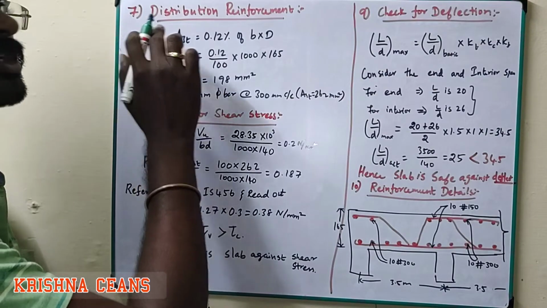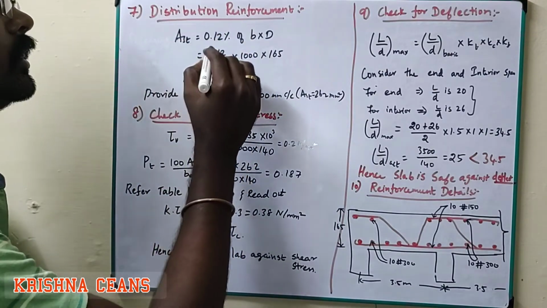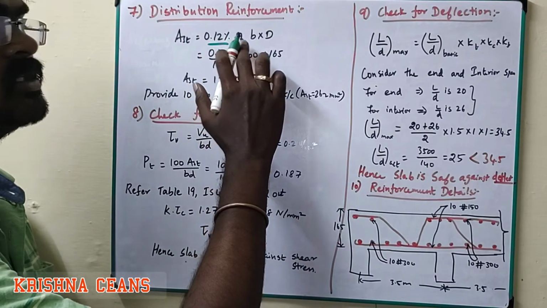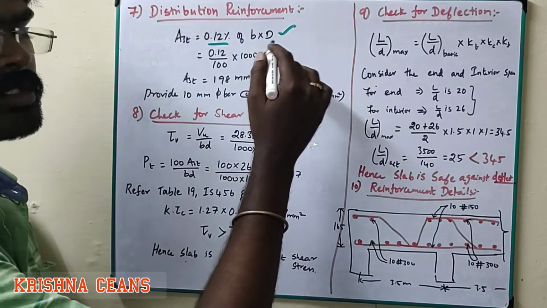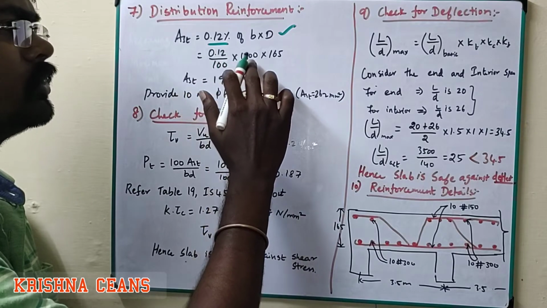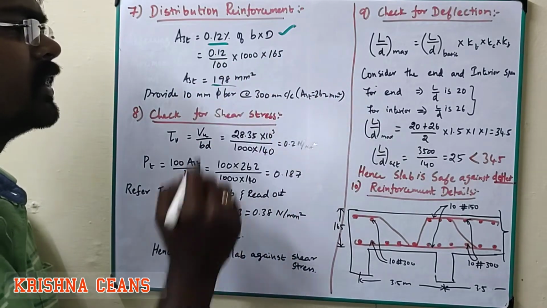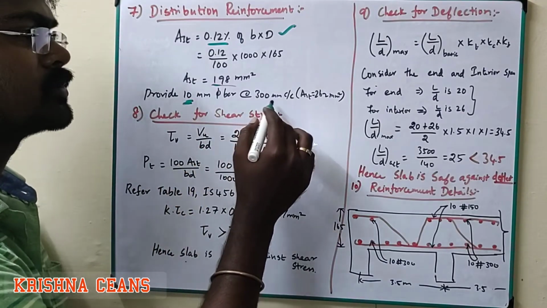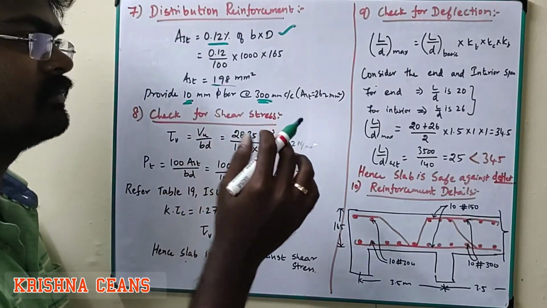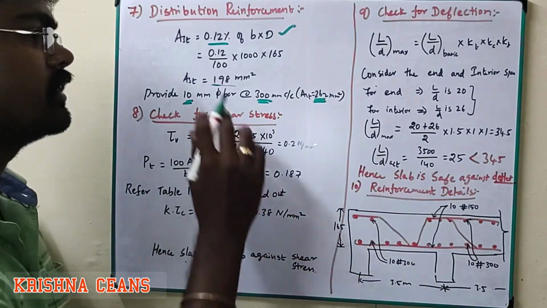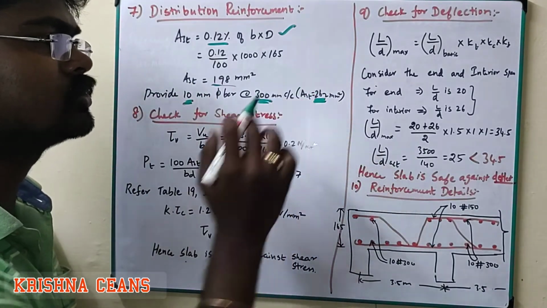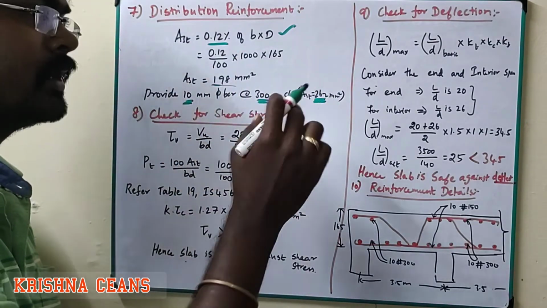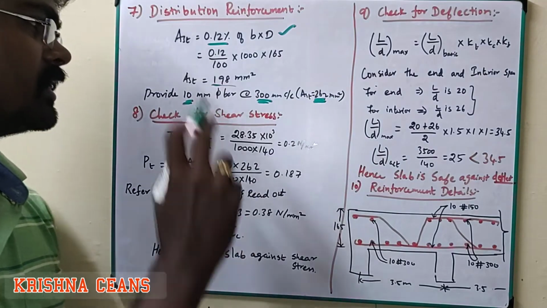So step number 7, distribution reinforcement. Here the formula is minimum reinforcement for the slab is 0.12% of B into D, that is the cross section. So 0.12 by 100 into 1000 into 165, we will get 199 mm square. So we provide 10 mm dia bar at 300 mm spacing, that is the maximum spacing, we know that. So Ast for the 10 mm dia bar is 262 mm square. 198 mm square is enough, but we provided 262 mm square for the 10 mm dia bar.